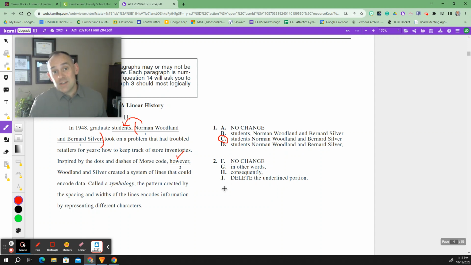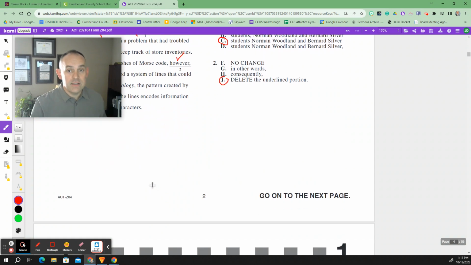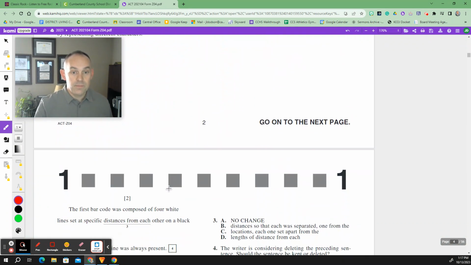Really, there is no connection here that needs a transition. And so the best option is delete. So it's not an idea that's contrasted, it's not an idea that's exemplified, and it's not an idea that is cause and effect. No transition is needed. Incidentally, choice J is the shortest answer because you're taking a word out and making it more concise. Remember, ACT is all about being concise as you write. Say it in as few words as possible.